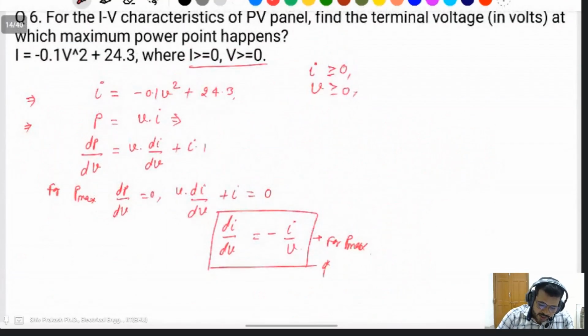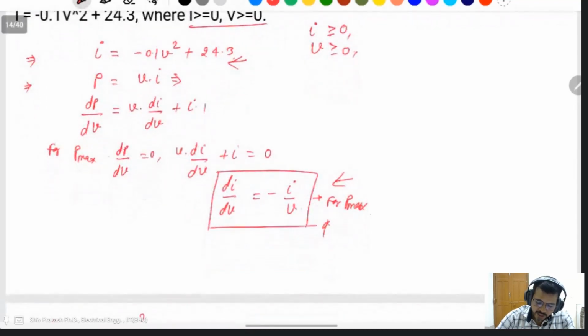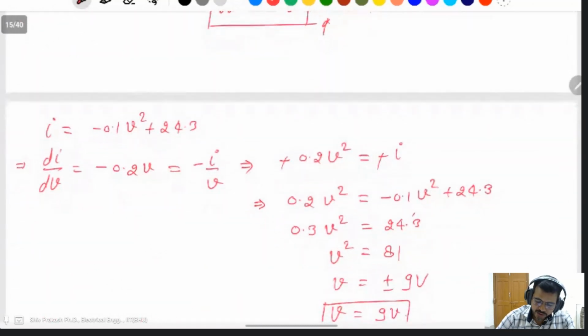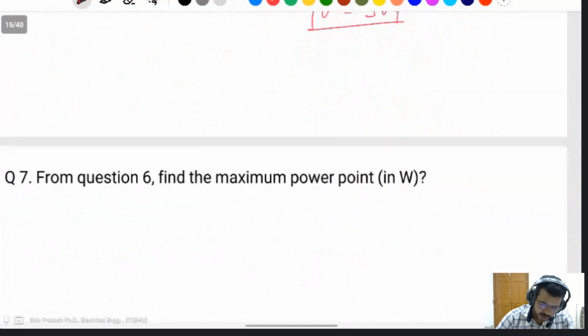The same thing applies: differentiate with respect to voltage and set it equal to this for the maximum power point, then find the value of voltage by putting the value of I, the same as in the given question.